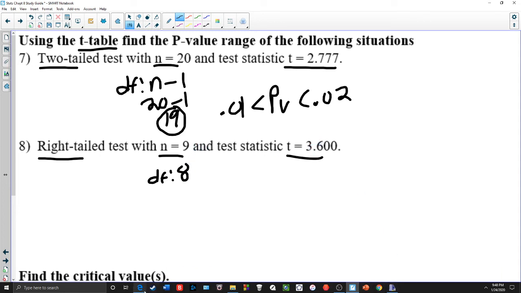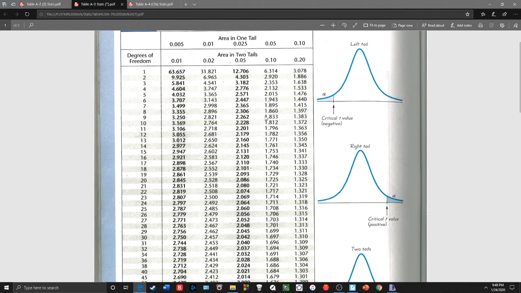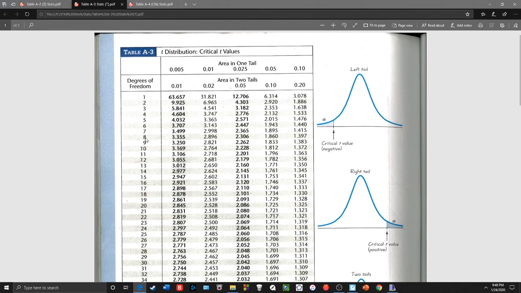Okay, so let's go ahead and look at our table here. Here's 8. I want to get as close to 3.6 as I can. Well, if I go here at 3.355, well, this is a problem. We keep going smaller. 3.355 is the closest I can get. Anything past that is much less. So I'm not really between two numbers. I'm just simply right here. I'm right above 3.355, which means I'm right above 0.01.